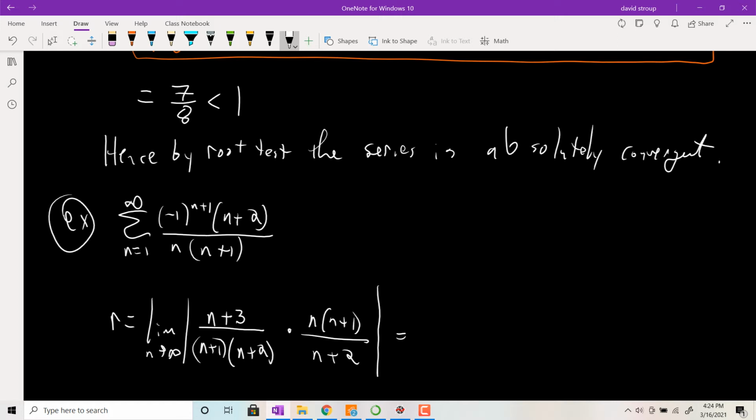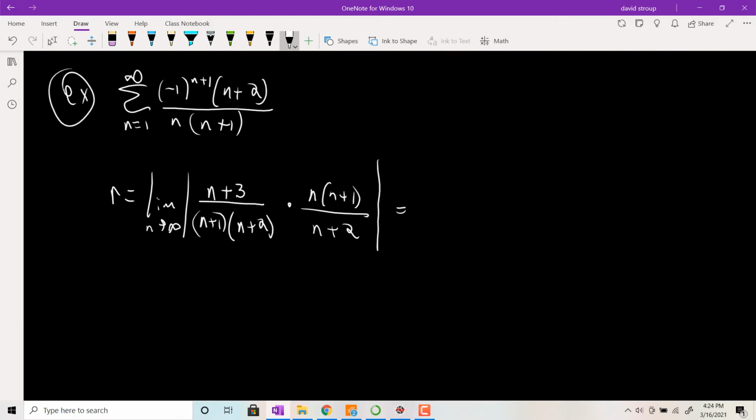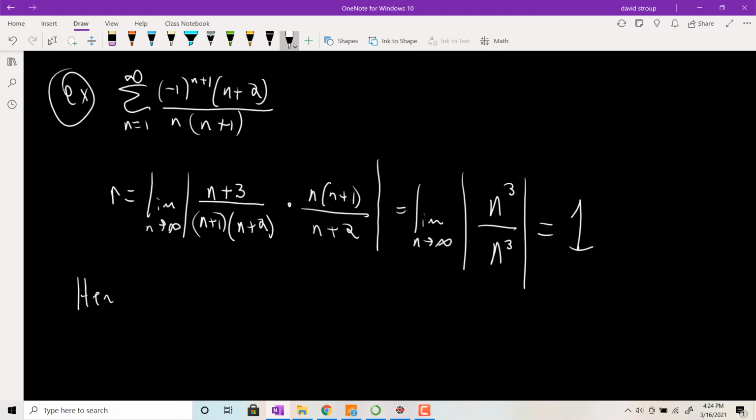You can, if you want to, literally just sit there and FOIL that thing out. But ultimately, at the end of the day, when you FOIL it and multiply it out, the big term is going to be n cubed. And then in the denominator, the leading term will also be n cubed. So you're going to end up with the limit of 1, which is inconclusive. So hence, the test is inconclusive.